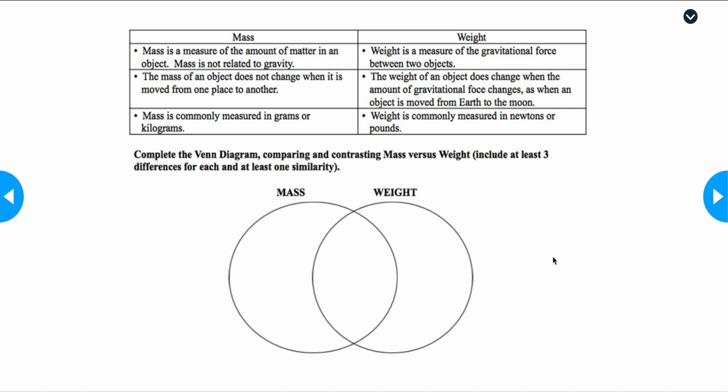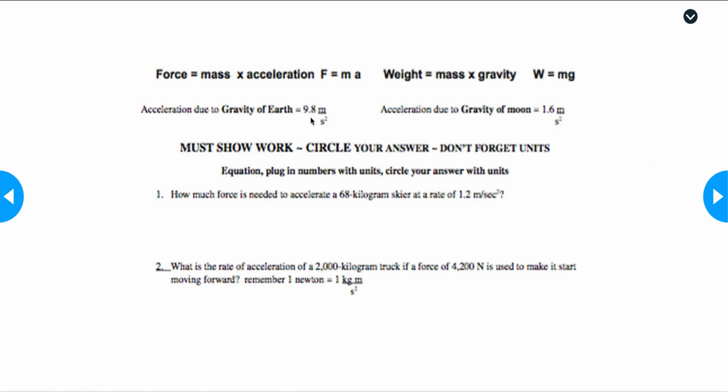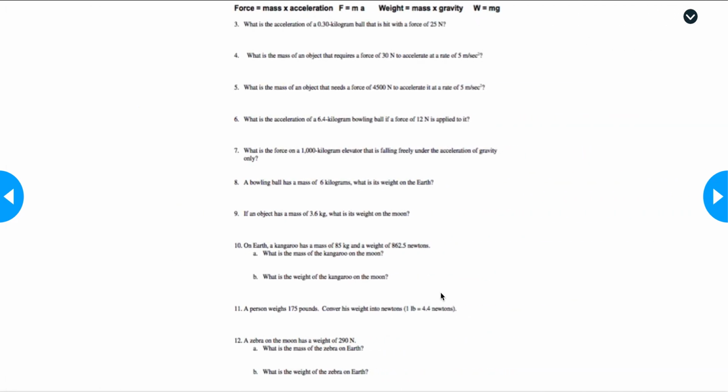All right, in your packet, if you turn to this page, you will see some information about mass versus weight. I would highly recommend that you take a moment to go through all of these and determine what the similarities and differences are between mass and weight. And I've included a Venn diagram here for you to organize your information. Down here you will see our formulas, and then you will see a bunch of practice problems. That is what you're going to want to be doing to help you practice. A whole bunch of practice problems that are all very useful for you to do.